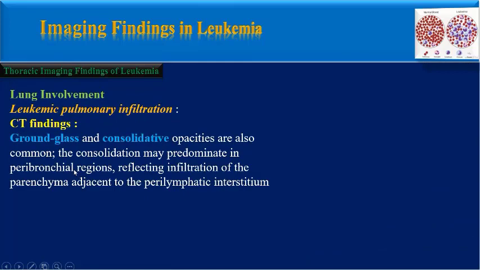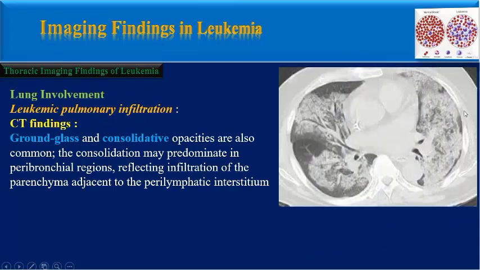Other CT findings are ground glass and consolidative opacities, which are also common. The consolidation may predominate in peribronchial regions, reflecting infiltration of the parenchyma adjacent to the peri-lymphatic interstitium, like this case of leukemic pulmonary infiltration with multiple ground glass and consolidative lesions.